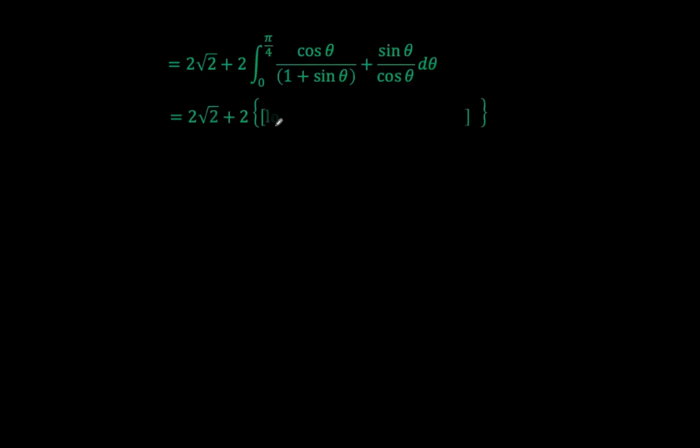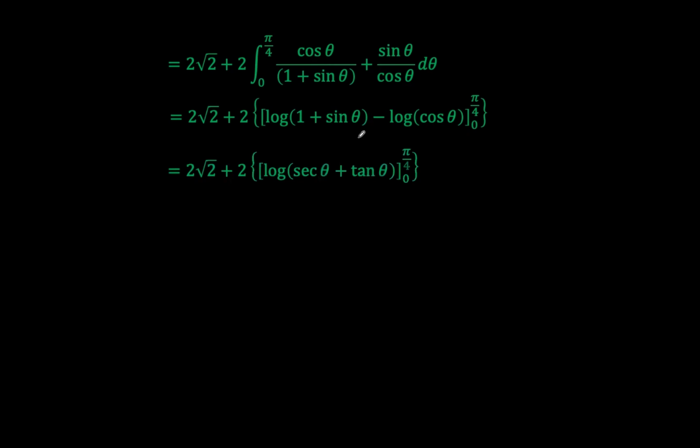And so this is the same as 2, we have this constant here. Since the numerator is the derivative of the denominator, we have the natural logarithm of 1 plus sine theta here. And then here, this is negative, the derivative of the denominator, so we have negative natural logarithm of cosine theta. You can bunch these together by dividing and combining into one log function. So we have 2 root 2 plus 2 log of, 1 divided by cosine theta is sec theta, sine theta divided by cosine theta is tan theta. And we have the limits applied appropriately.